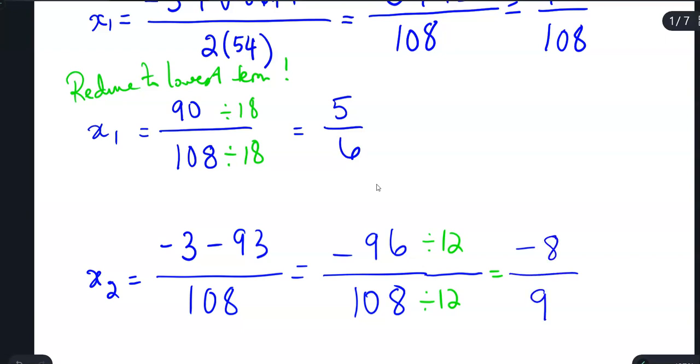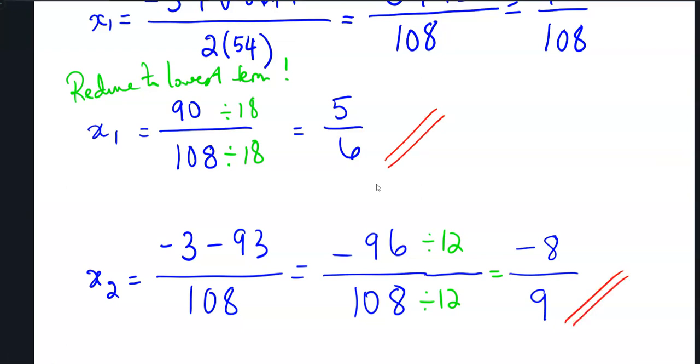Okay, so check our calculator. 96 divided by negative 12 should give me negative 8. 108 divided by 12 should give me 9. Excuse me, I'm sorry. So now these are the two solutions.